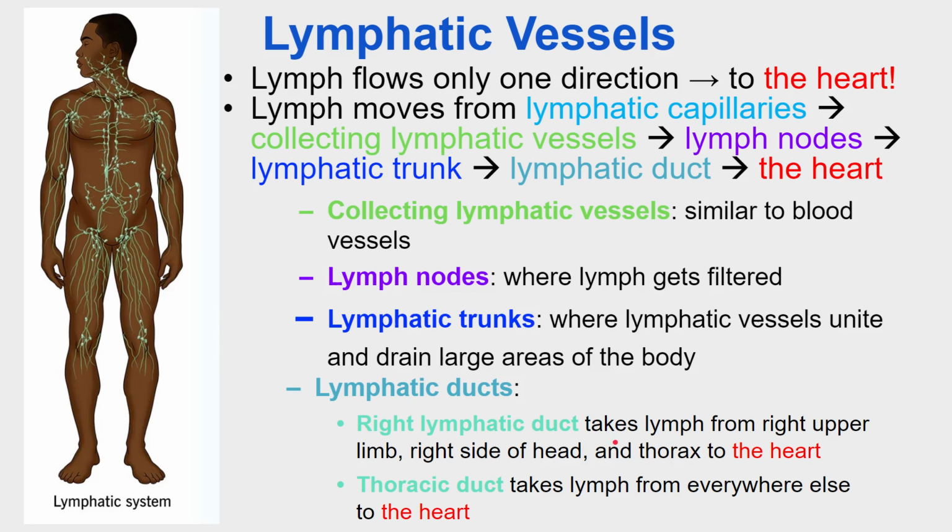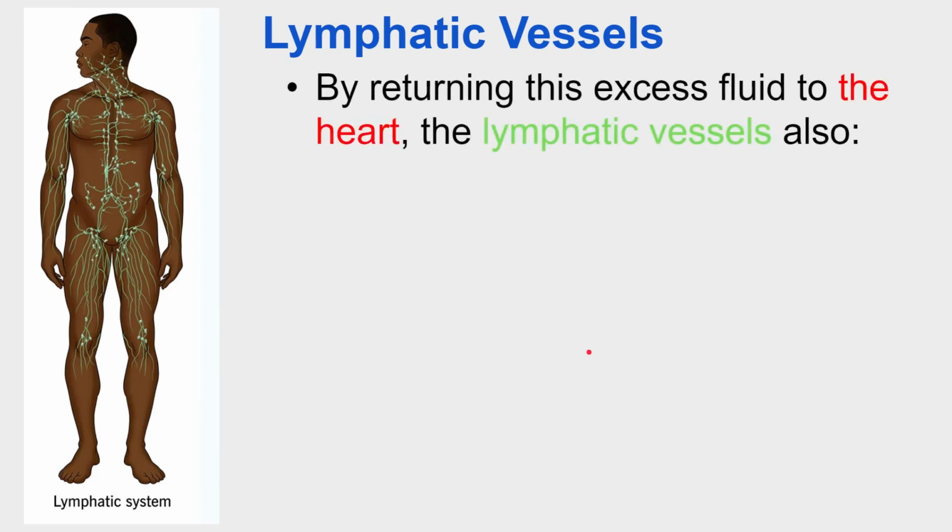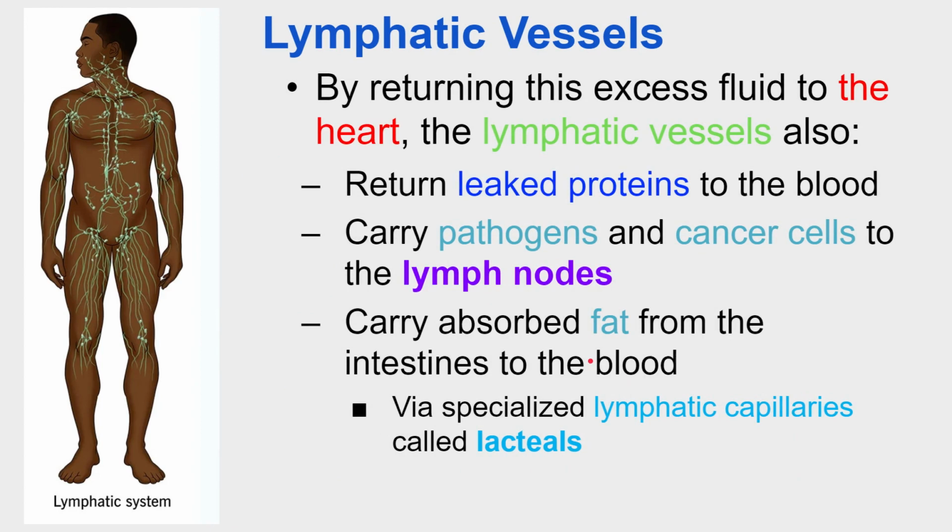And you can kind of think of it as a river system, so you've got your lakes and ponds and the capillaries. Those are draining into little creeks, which are draining into rivers, which are finally draining into the ocean. Okay, so their job is to return the excess fluid to the heart, but they're also able to recycle leaked proteins back to the blood. Anything that got out of the blood can get back there. They do carry pathogens and sometimes cancer cells to lymph nodes.